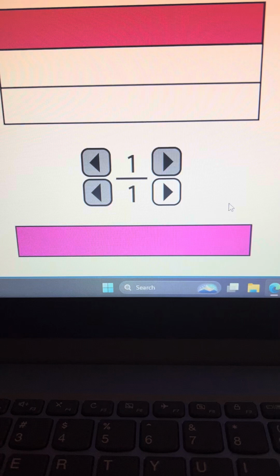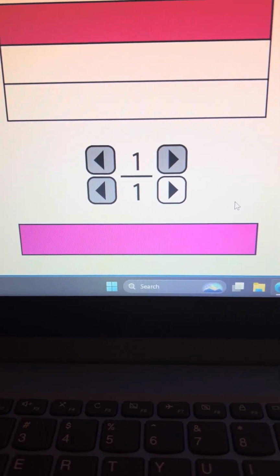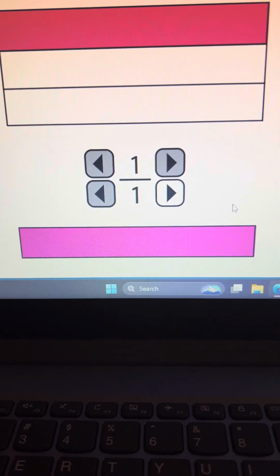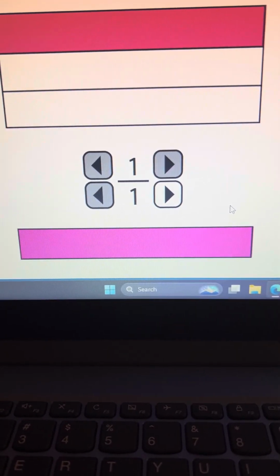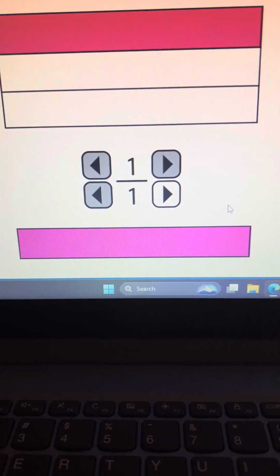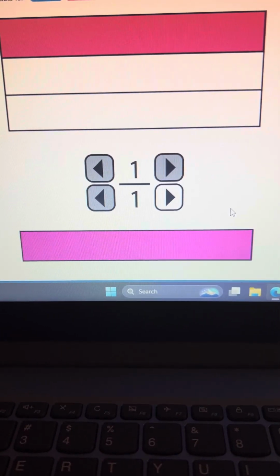is under measurement and data for first grade. And the standard is order 3 objects from a variety of cultural contexts, including those of Montana American Indians, by length, and compare the lengths of 2 objects indirectly by using a third object.